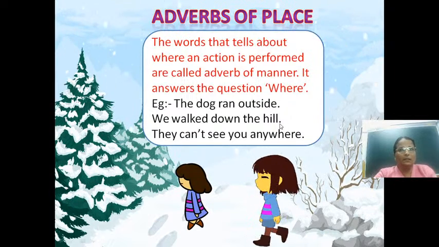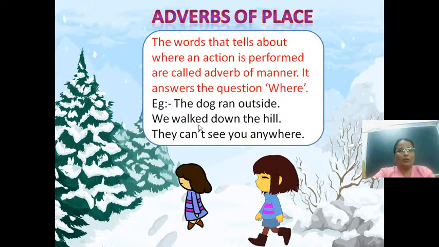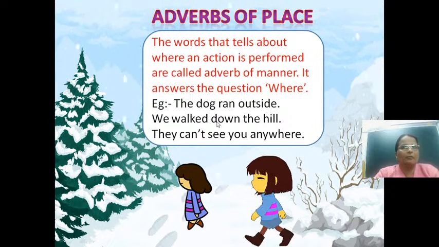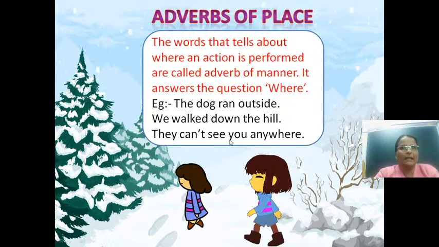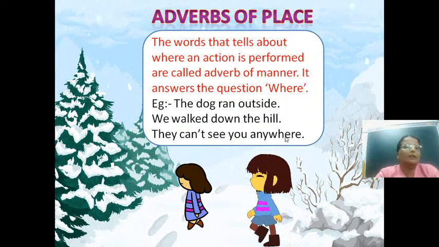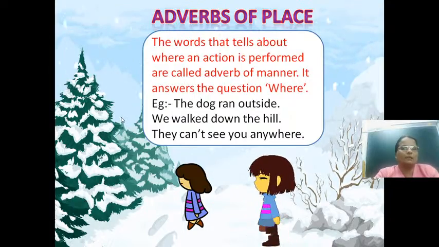We walked down the hill. Where did we walk? We walked down from the hill. So down is the word which is adverb of place here. In the same way, they can't see you anywhere. Where can't they see you? Anywhere. So the words outside, down and anywhere are the adverb of place given in these samples.